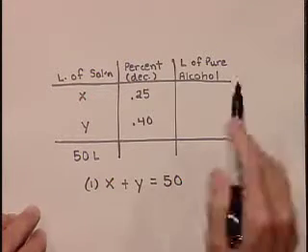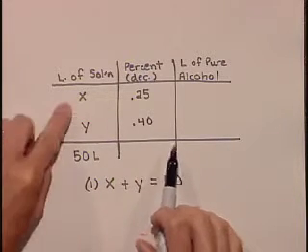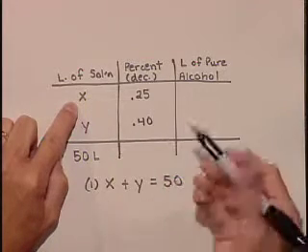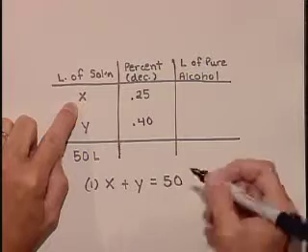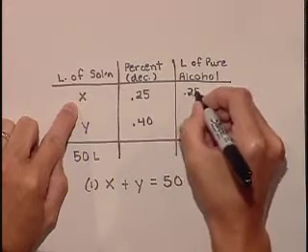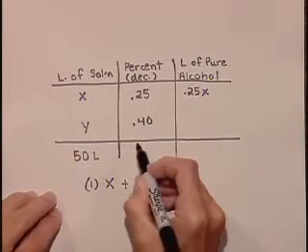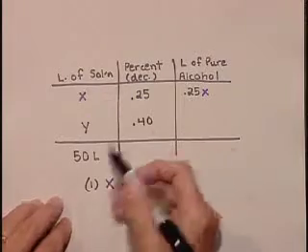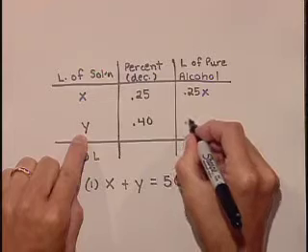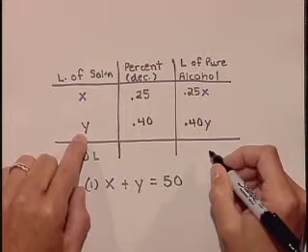Let's also determine the amount of pure alcohol that's in each of these solutions. If this first one is a 25% solution, then it is 25% alcohol. The amount of alcohol is 25% of X, indicating that we multiply 0.25 times X. The second solution is a 40% solution, indicating that it is 40% alcohol. Therefore, the amount of alcohol in it is 40% of Y, or 0.4 times Y.